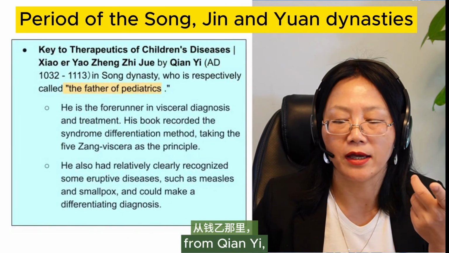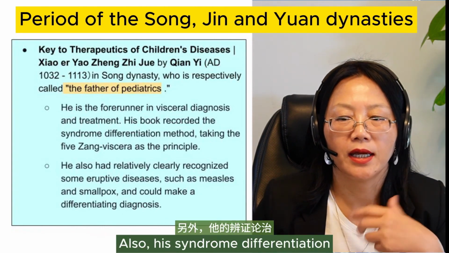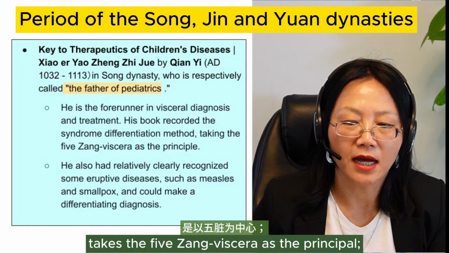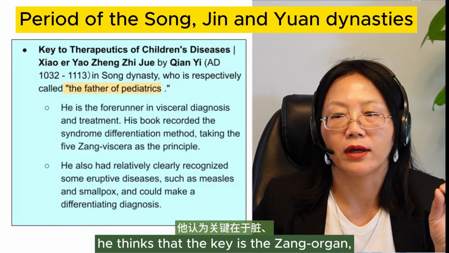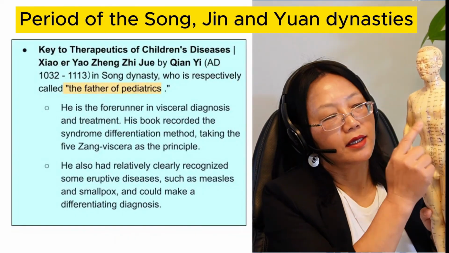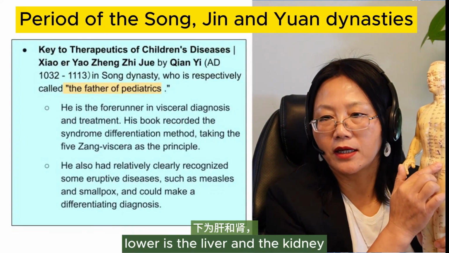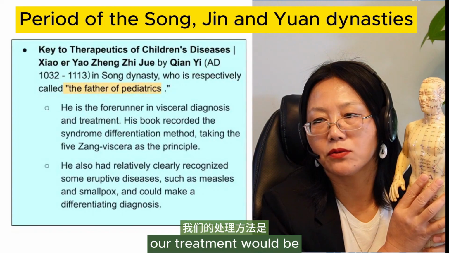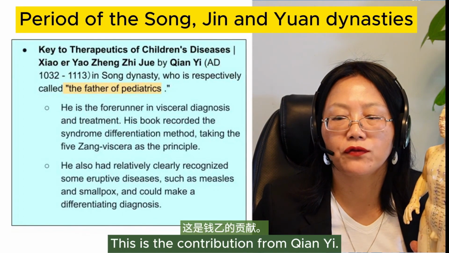That is why from Qianyi, we know there's visceral diagnosis and treatment. And also his syndrome differentiation, taking the 5 Zang viscera as the principle. He thinks the key is the Zang organ, not the Fu organ. The 5 Zang are again heart, lung. The middle is the spleen. Lower is the liver and the kidney. We use these 5 Zang as the center. Our treatment would be to find out which Zang has been involved. This is the contribution from Qianyi.